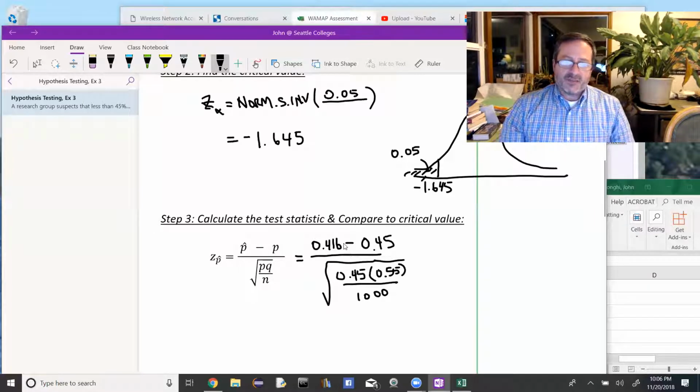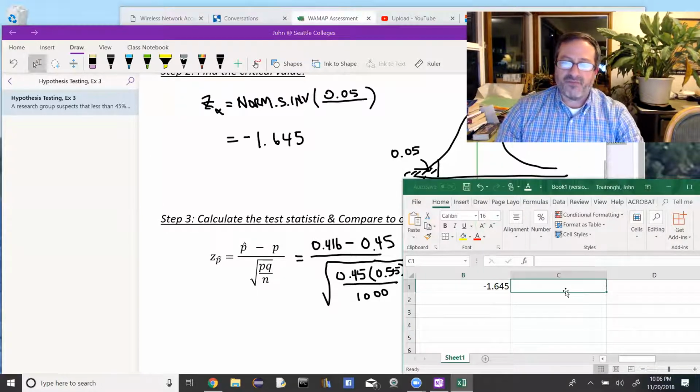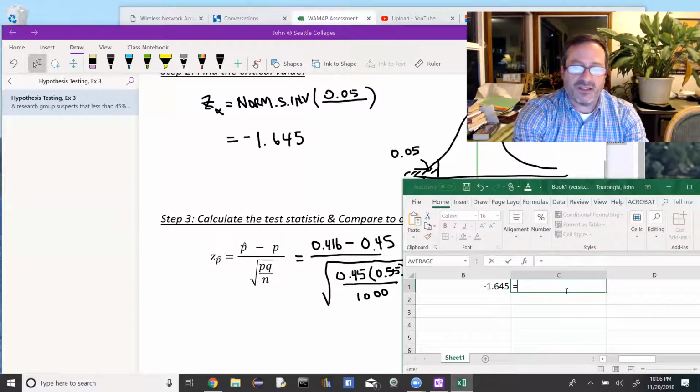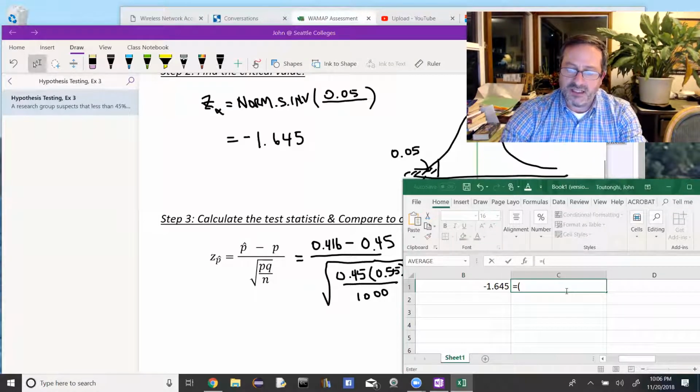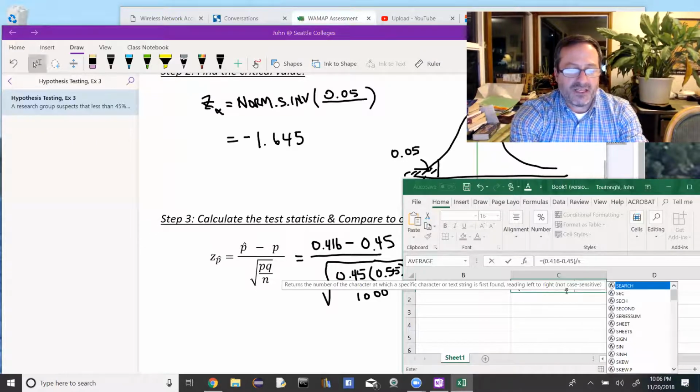So when I type this into Excel, what I want to do is do it all at once. So equals, the numerator I put in parentheses, 0.416 minus 0.45, close that parenthesis off, divided by, type in square root.